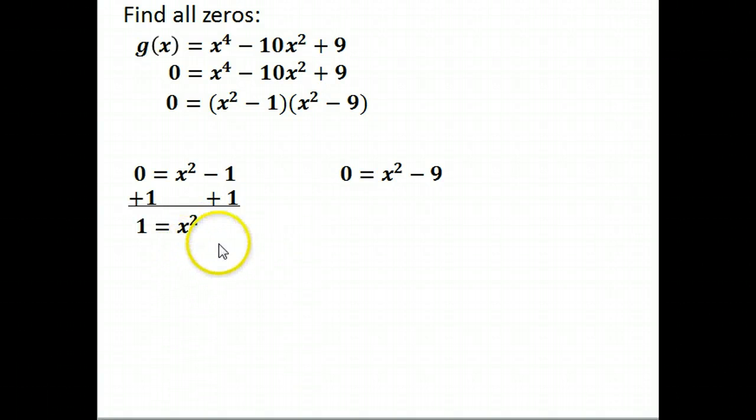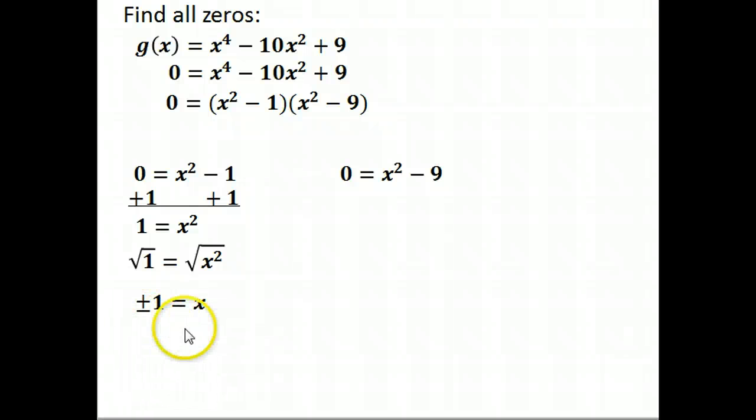The way I get rid of my x squared is that I take the square root of both sides. Now I know that the square root of 1 would just give me plain old 1. But I know that it can either be a positive 1 or a negative 1 because it's x squared. If we squared positive 1, it would give us 1. And if we squared negative 1, it would also give us 1. So in this case, x is equal to plus or minus 1.